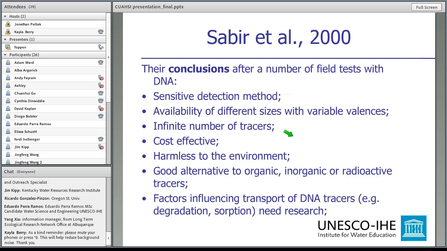They did a lot more of those experiments, and their conclusions after a number of field tests with synthetic DNA were that it's a very sensitive detection method. There is the availability of different sizes with variable valences of DNA. There's an infinite number of tracers. It's relatively cost effective. It's quite harmless to the environment. Well, actually it is harmless to the environment. It's a good alternative to organic or inorganic or radioactive tracers. But factors influencing the transport of DNA tracers like degradation and sorption need research.